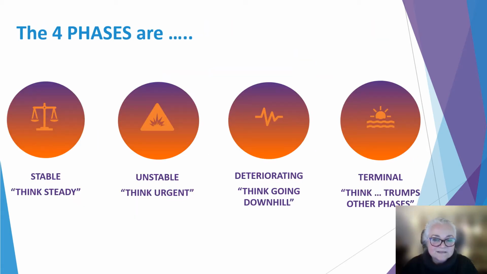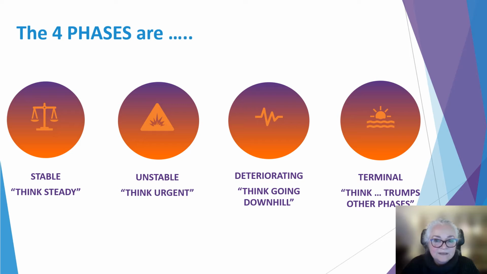So the 4 phases are stable, unstable, deteriorating, and terminal. If someone is in a stable phase, this does not relate to their illness trajectory. This relates to their care plan. It means that the care plan is working. The care plan has met and addressed all of their needs. The interventions are all working. So it's a good place to be.